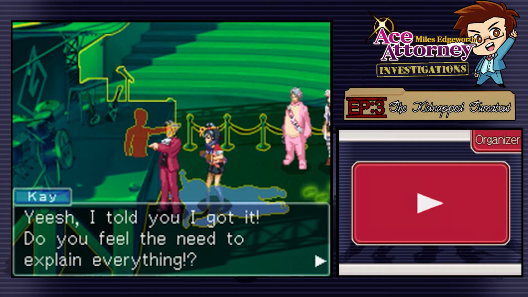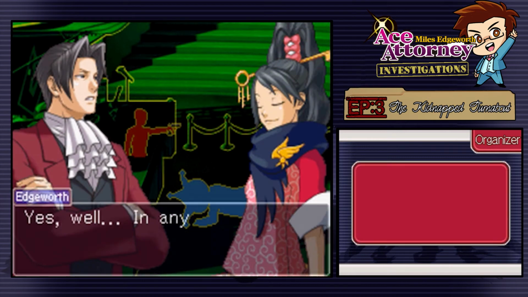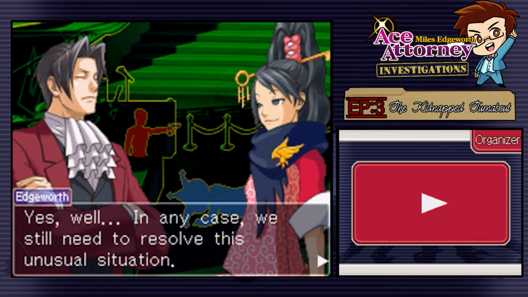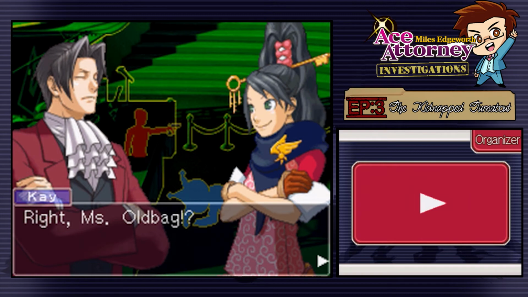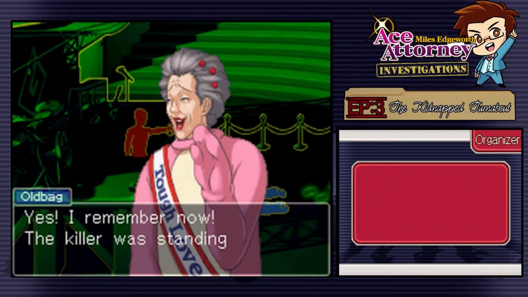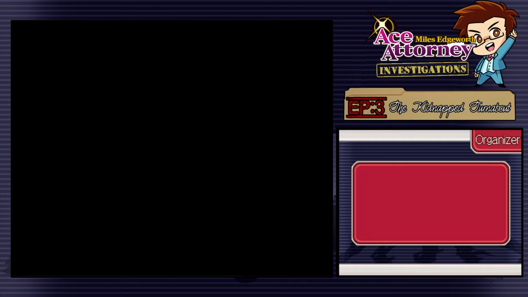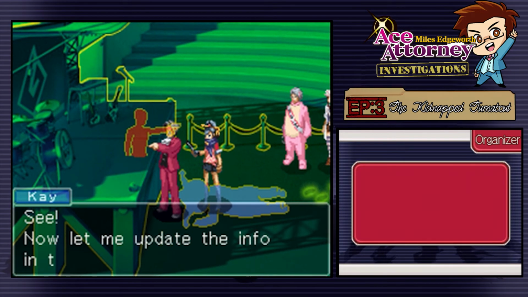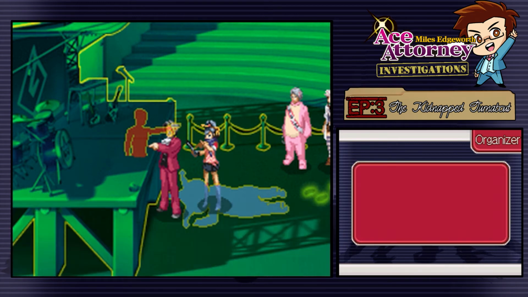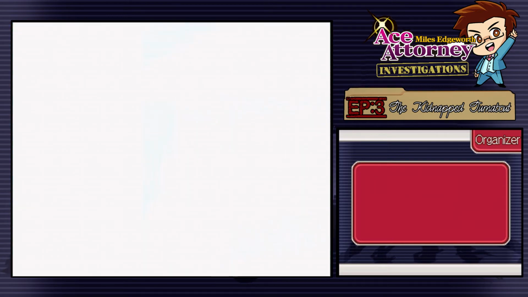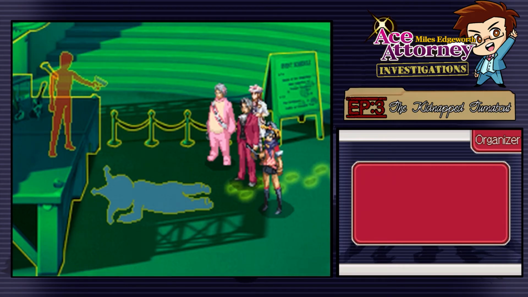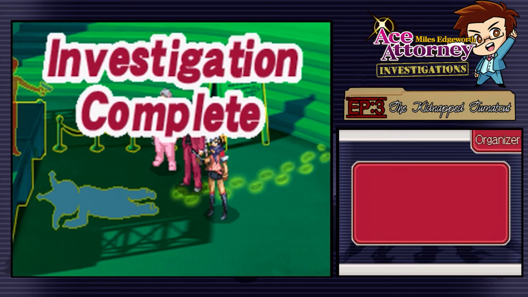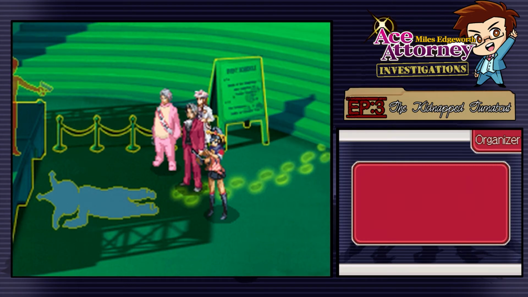I told you I got it. Do you feel the need to explain everything? Yes, well, in any case, we still need to resolve this unusual situation. Isn't it obvious? The killer was on top of the stage, naturally. Right, Miss Old Bag? Yes, I remember now. The killer was standing on top of that stage. See? Now let me update the info in the simulation. Nice, everything really came together here at the end.